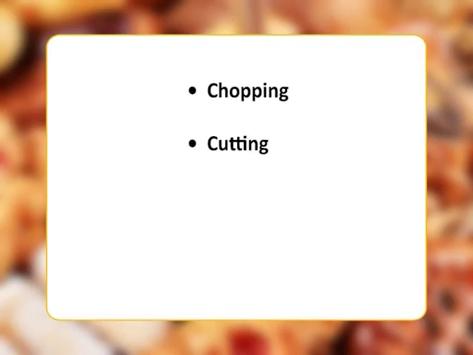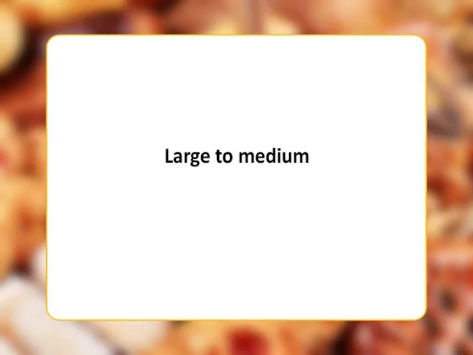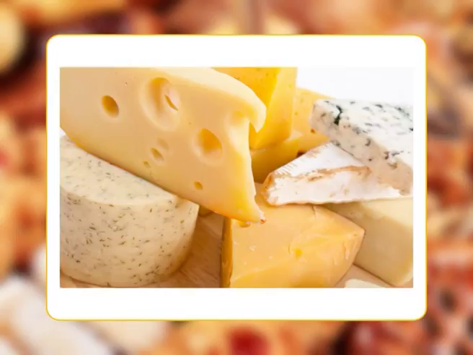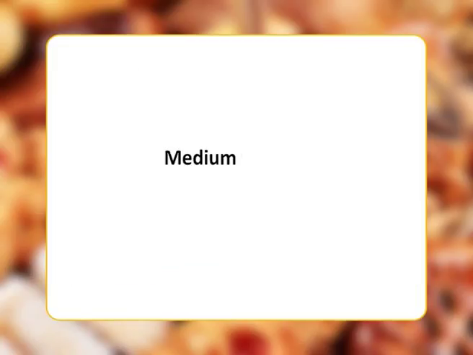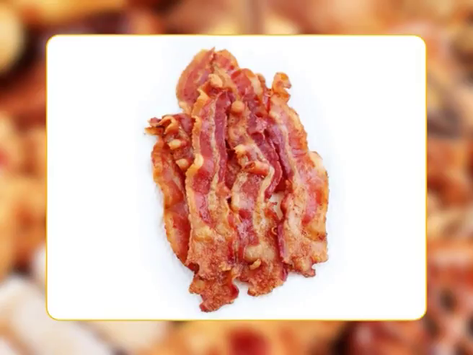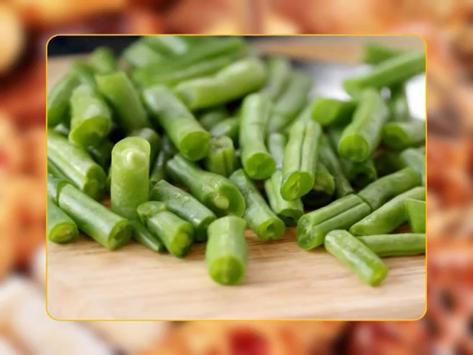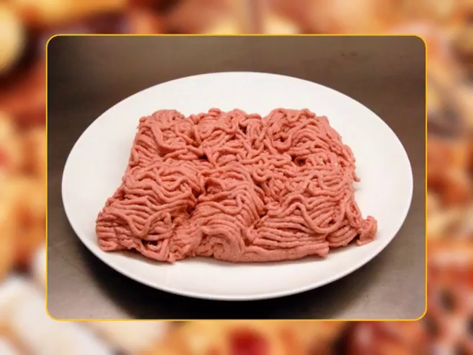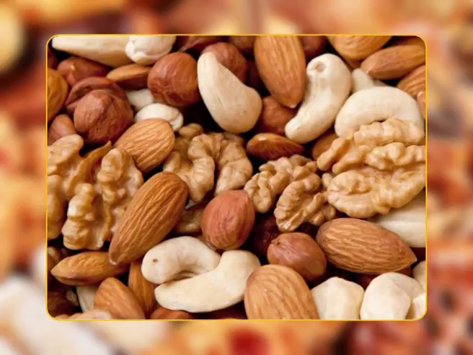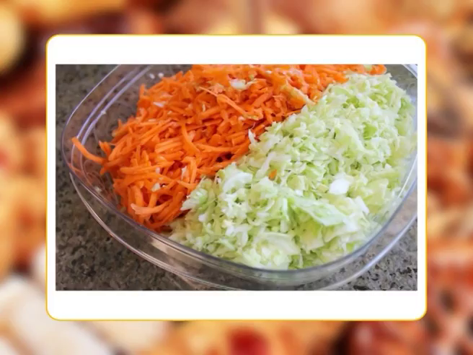Different methods of size reduction are classified according to the size range of particles produced. Number first is chopping, cutting, slicing and dicing. It includes large to medium, for example stewing steak, cheese and sliced fruit for canning. Number second is medium to small, that includes bacon, sliced green beans and diced carrot. Number third is small to granular size, which includes minced or shredded meat, flaked fish or nuts and shredded vegetables.